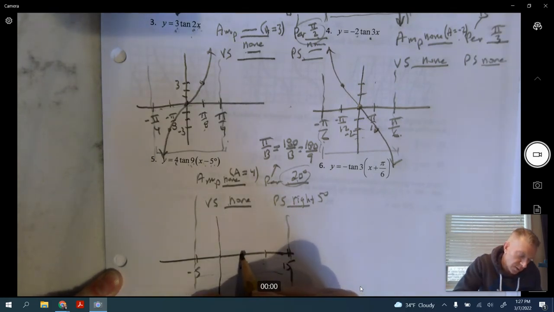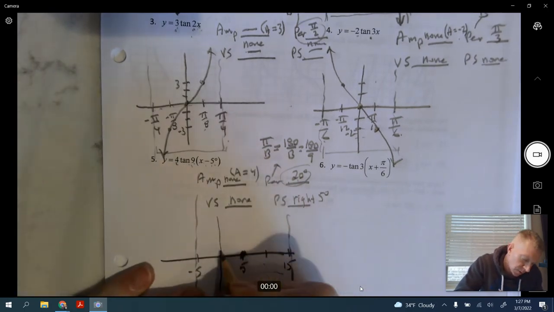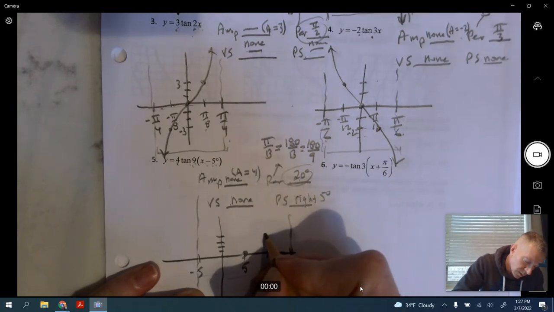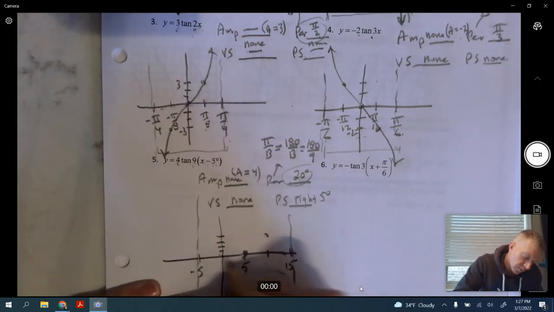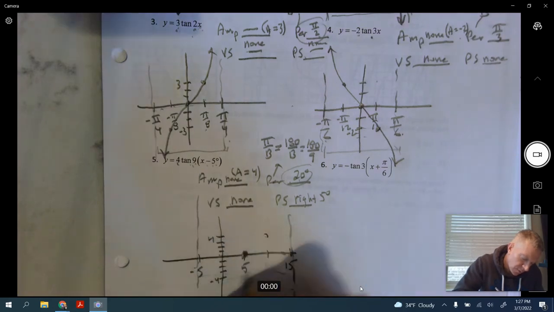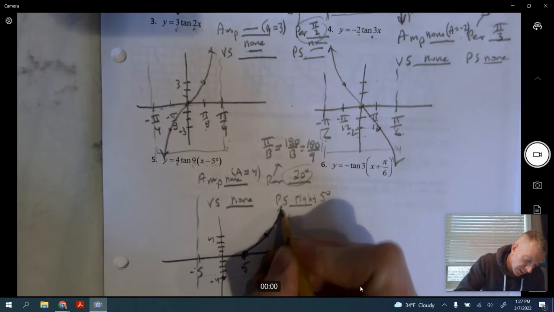Okay, so we're going to go through here at the quarter mark. We're going to be at a value of 4. So 1, 2, 3, 4. And at this first quarter mark, if we go halfway between center and this asymptote, we're at 0. So we're going to go down 1, 2, 3, 4, negative 4, and 4. So we should go through here. And your graph looks like this.